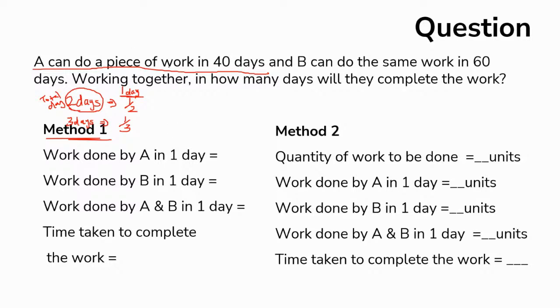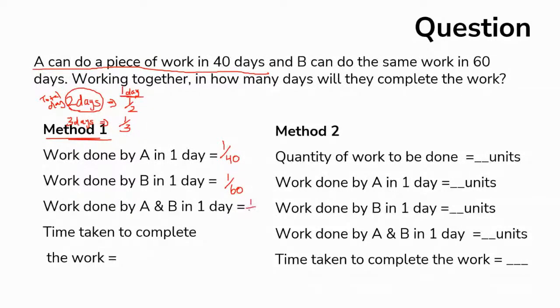In that case, A can do a piece of work in 40 days means what is his 1 day work? His 1 day work is nothing but 1/40. And B can do the same work in 60 days. So what is his 1 day work? Work done by B in 1 day is 1/60. Work done by A and B in 1 day: if A can do 1/40th of the work in a day and B can do 1/60th of the work in a day, if both of them are together, then how much work can they do?